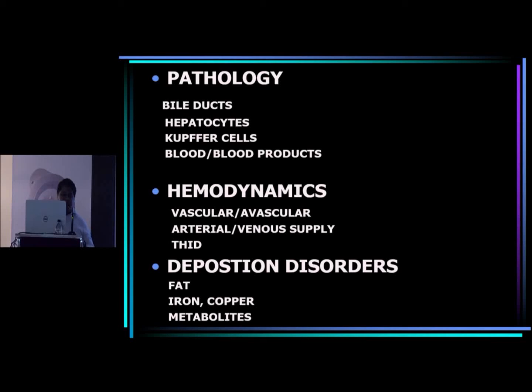The abnormality may be vascular. There may be excess vascularity or less vascularity, and because the liver has a dual blood supply, it may be from the arterial side or the portal venous side or the hepatic venous side. The various deposition disorders commonly found are deposition of fat, deposition of iron, deposition of copper, or other metabolites like glycogen.